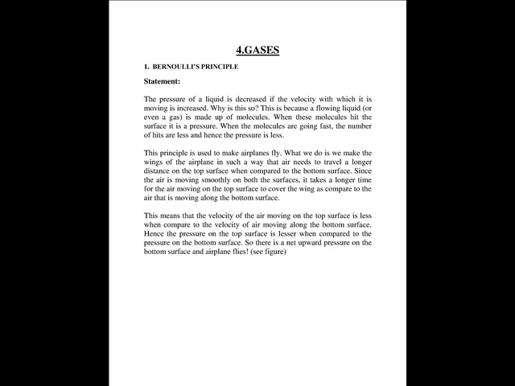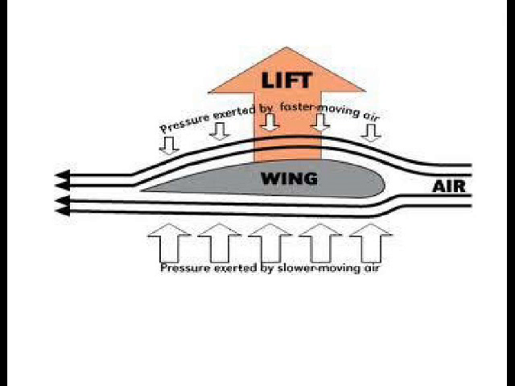This means that the velocity of the air moving on the top surface is less when compared to the velocity of air moving along the bottom surface. Hence, the pressure of the top surface is less when compared to the pressure on the bottom surface. So there's a net upward pressure on the bottom surface and the airplane flies. And that's the beauty. That is Bernoulli's principle. I hope you understood Bernoulli's principle.